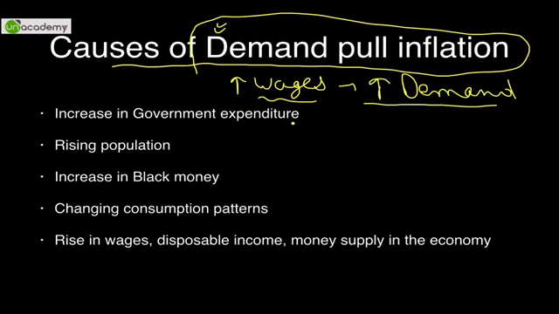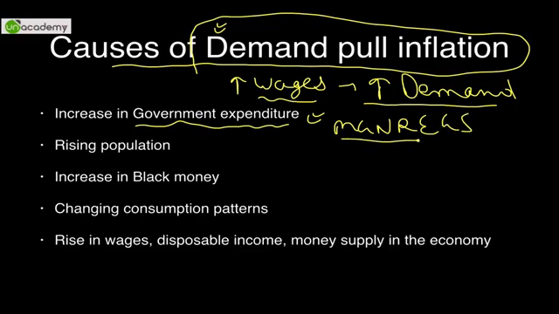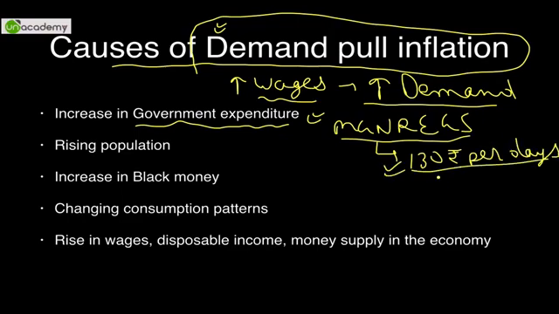For example, let's say the government wants to recover the economy from recessionary phases. The government will obviously increase its expenditure, for example in the form of MGNREGS. So people will get more and more money. People will get 130 rupees per day, and many crores of Indians will get it on a daily basis. Is that understood? So where will this money go? They will buy some things. Demand will increase because the money in their pockets has increased. That is why demand pull inflation will come into play.